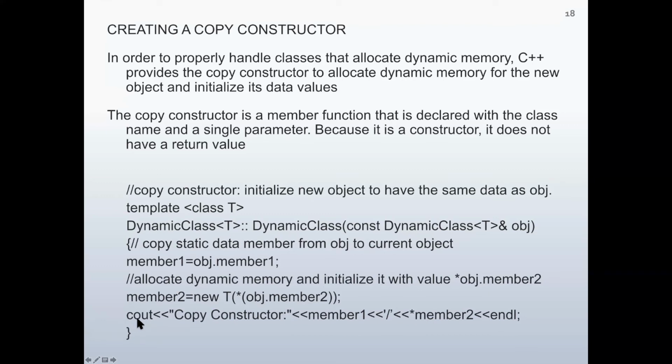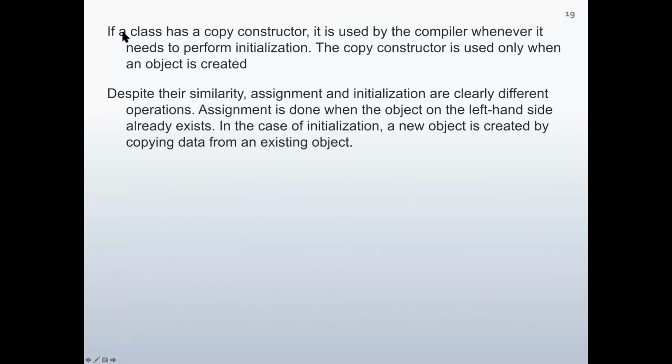Here there is an output statement saying that copy constructor is called, and then member1, and also the item pointed to by member2 are sent to the output device, and then we have end line, and this is the end of the copy constructor. If a class has a copy constructor, it is used by the compiler whenever it needs to perform initialization. The copy constructor is used only when an object is created.